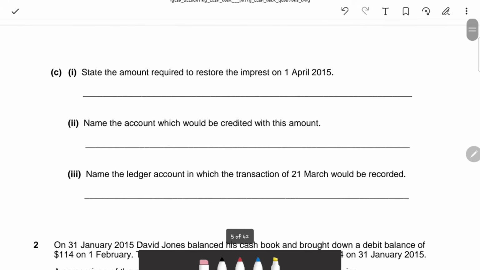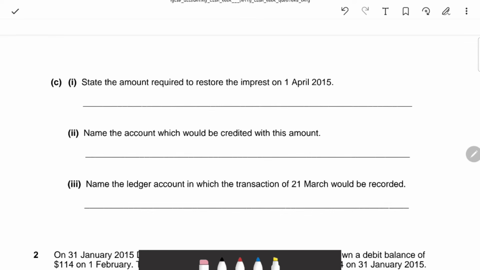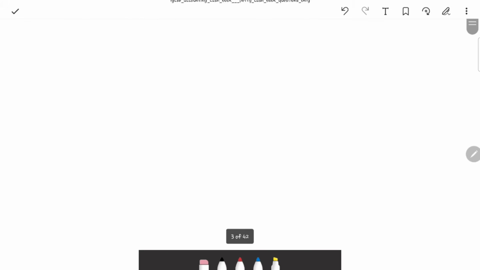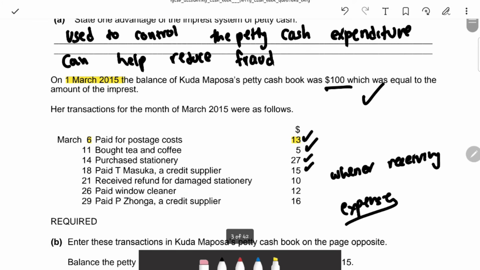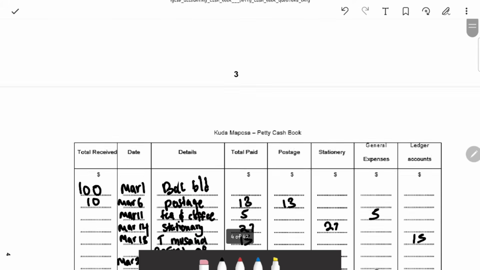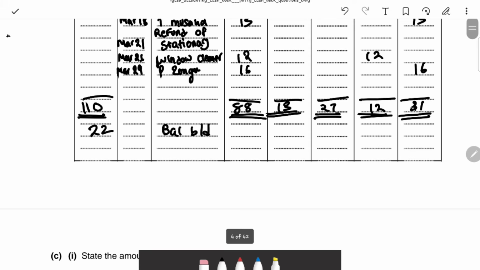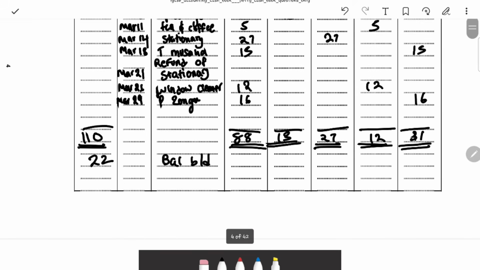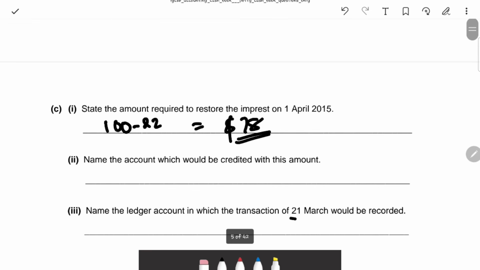Now let's answer some of the theory questions. It's telling us, state the amount required to restore the imprest on 1st April 2015. So on 1st April 2015, remember, it was $100, right? To restore this, we have a balance BD of 22. So if you do 100 minus 22, that should give you a value of 78. So whatever your balance is, you just minus it from your imprest system. That will be the amount to restore.